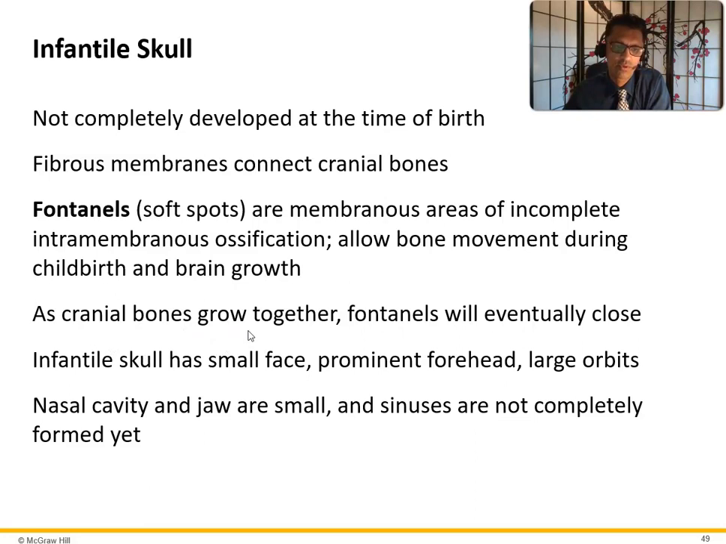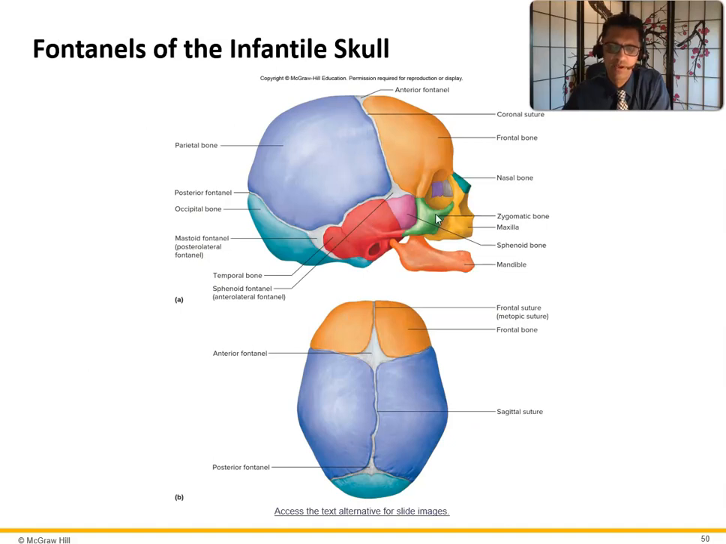As cranial bones grow together, fontanelles will eventually close. Depending on the child, they can close around 3, 4, 5, 6, and they completely close around that time. Most of the time it's about 5 or 6. The infantile skull has a small face, a prominent head and forehead, and large orbits. The nasal cavity and jaw are small, and the sinuses are not completely formed yet. So if you were to look at a little baby's skull, that's what it looks like.